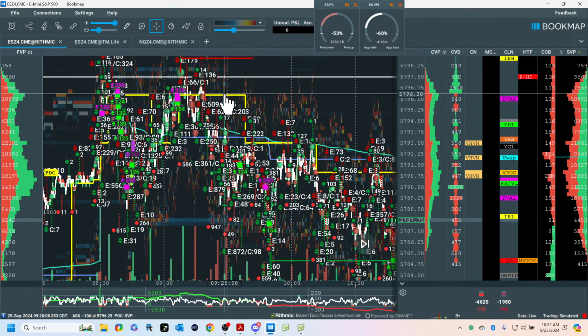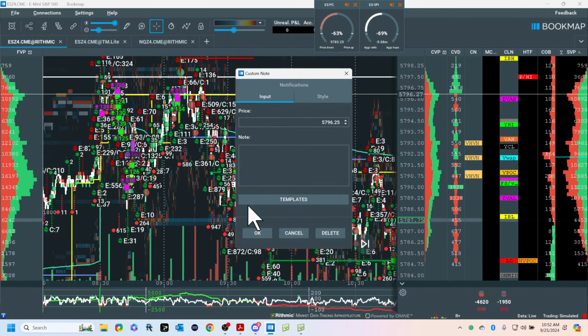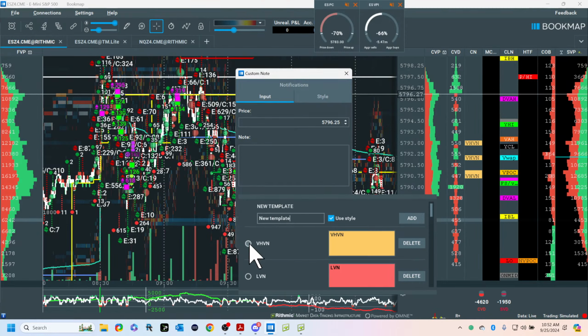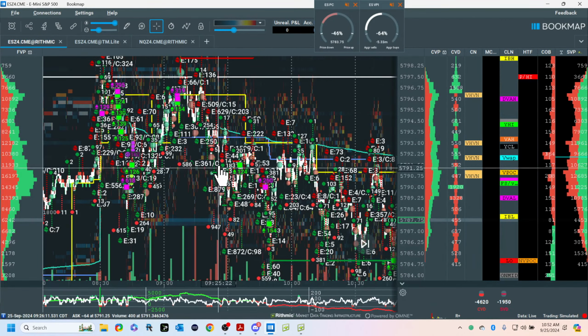Now, what do we notice about the VPOC? Let's start marking. Variable high volume node. So I need to get over that 97 for the long. And all this is posted in Trader Lab. Now, nobody knows what's going to happen. One thing about trading that you will figure out at some point is nobody can predict anything. We are in an uncertain environment.